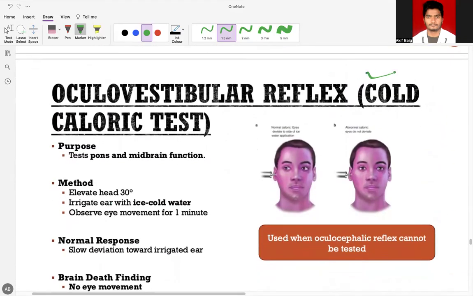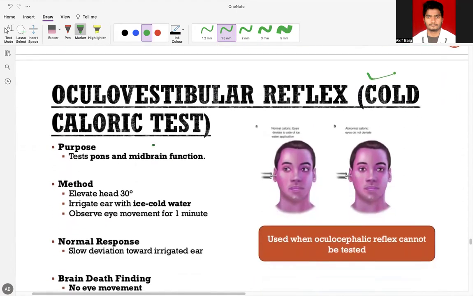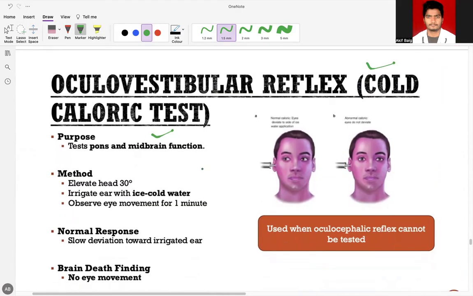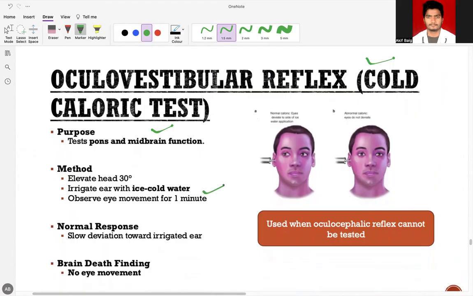Next, coming to the cold caloric reflex, also called the oculovestibular reflex. It tests both pons and midbrain function, where we put ice cold water in the ear and observe for eye movement for 1 minute. You have to elevate the head by about 30 degrees.